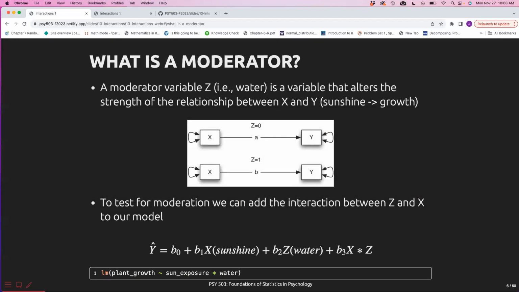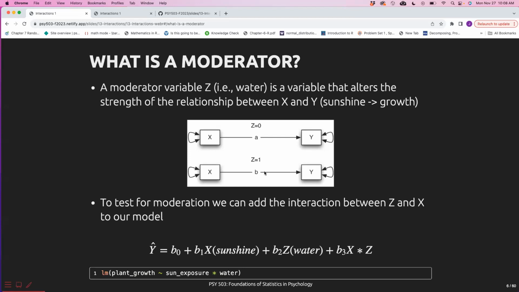But I want to make it clear that these are symmetric. We can have sunshine as our moderator variable. It doesn't really matter. But here we're going to pick a moderator variable. We're going to pick water, but it could be sunshine as well. Just for demonstration purposes, we're going to choose water as our moderator variable.